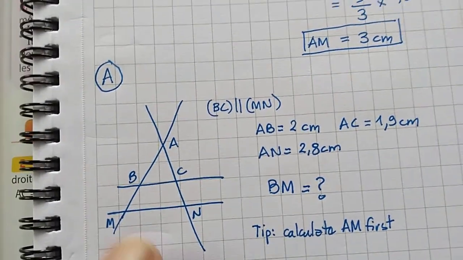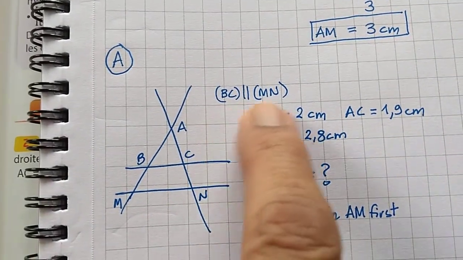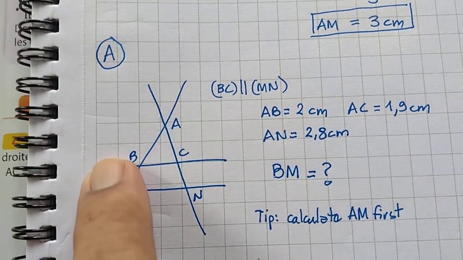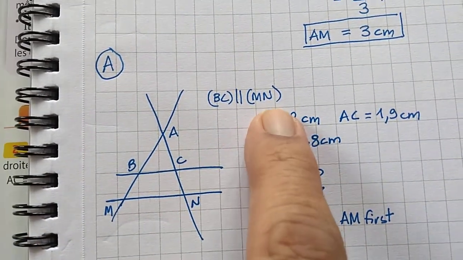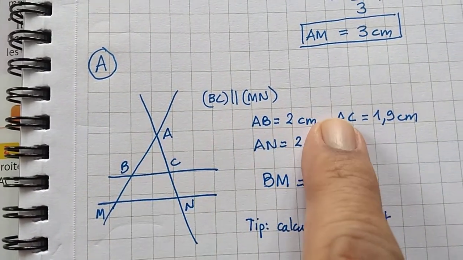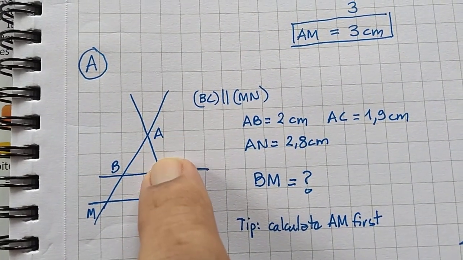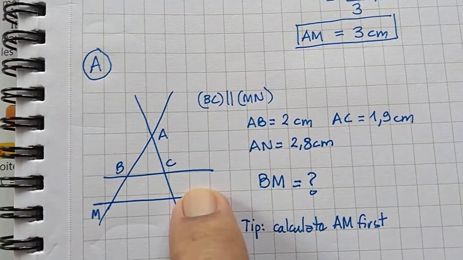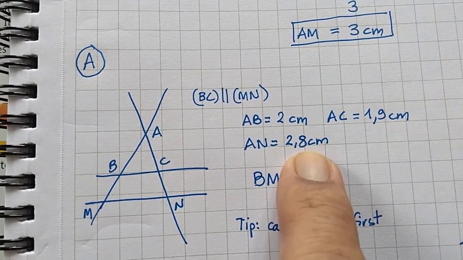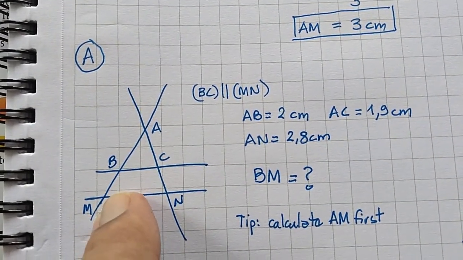But here, I have this: base BC is parallel to MN. This is given. AB is equal to 2 centimeters, AC is equal to 1.9 centimeters, AN is equal to 2.8 centimeters. What is BM equal to?